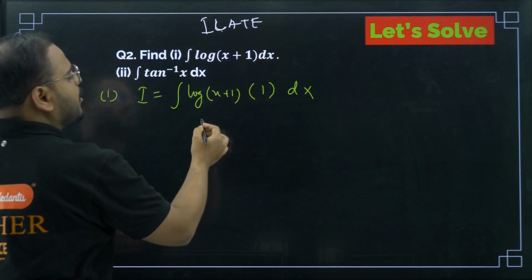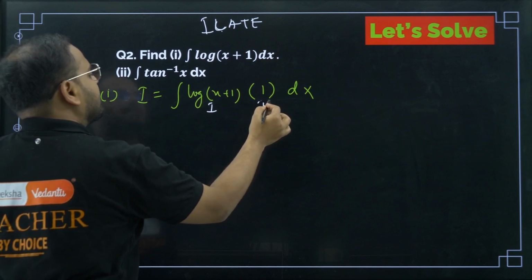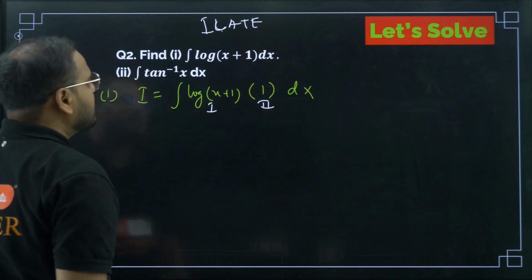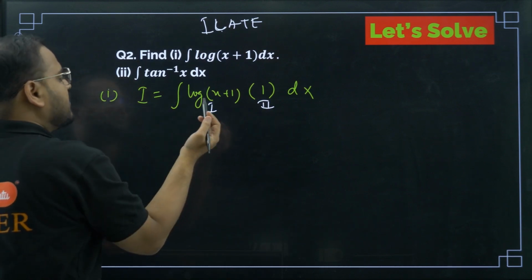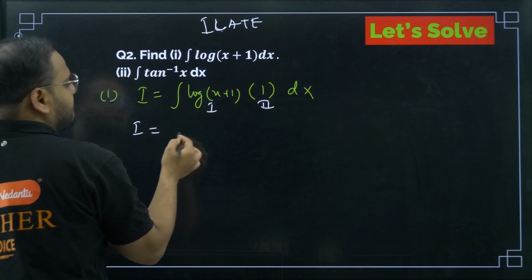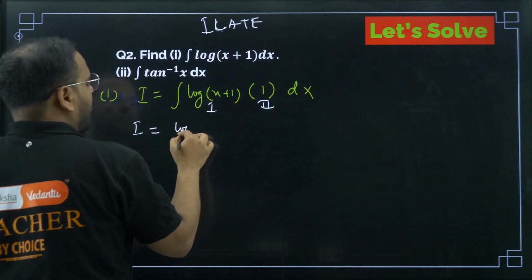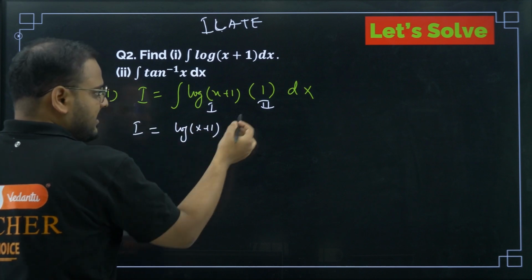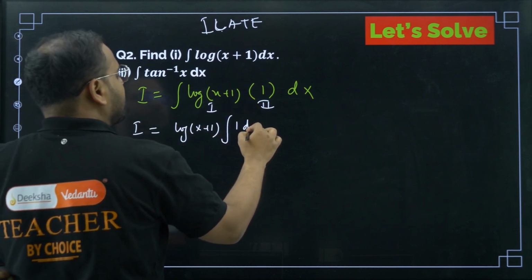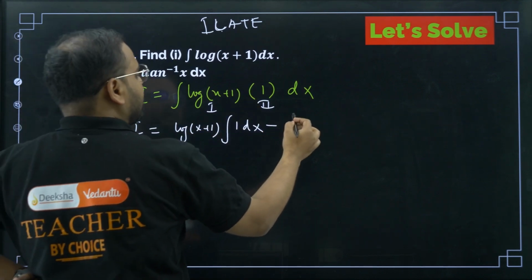Log is first, so log will be first. This is my second. Okay, second is this. So what is the formula? I will keep the first one as it is. So I'll keep log of x plus 1 as it is and integrate 1 with dx. Take a minus sign.